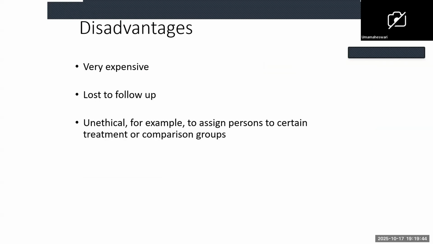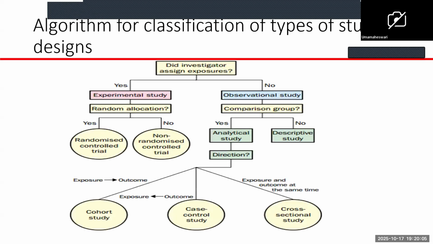So the advantage is that it gives more convincing evidence because it is a prospective way. The disadvantage is that it is very difficult to conduct. It's expensive, and the patients are difficult to follow; they may be lost. It's also unethical to assign a person to a certain treatment or comparison group. To avoid this, you have allocation concealment and your randomization process.